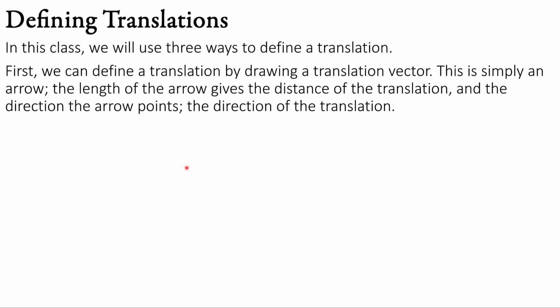So in this class, we're going to use three ways to define a translation. First, we can define a translation by drawing a translation vector. A translation vector is just an arrow. The length of the arrow from beginning to end shows the distance of the translation, and the direction the arrow points, of course, gives the direction.